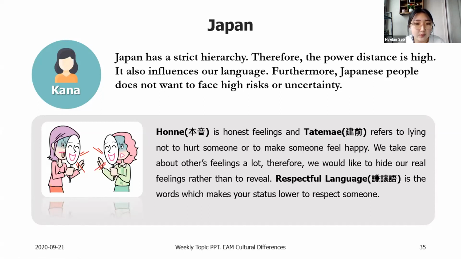The first one is honne and tatemae. Honne is an honest feeling, and tatemae refers to lying so as not to hurt someone or to make someone feel happy. So Japanese people take care of others' feelings a lot. Therefore, they would like to hide their real feelings rather than reveal them. And also in the language, they use a respectful structure, which is making your status lower to respect someone.